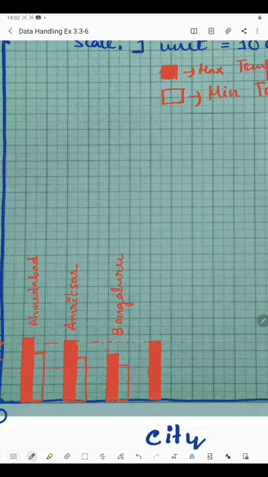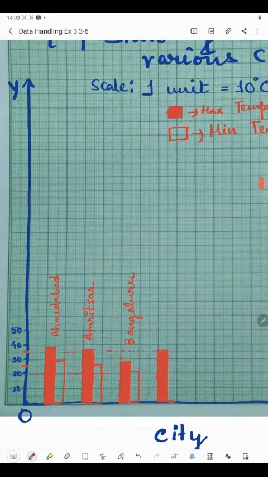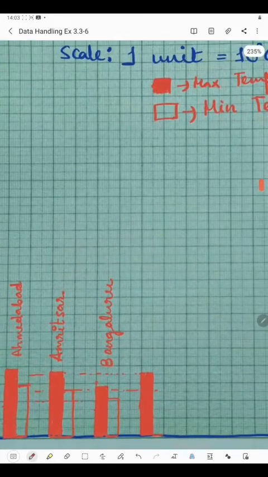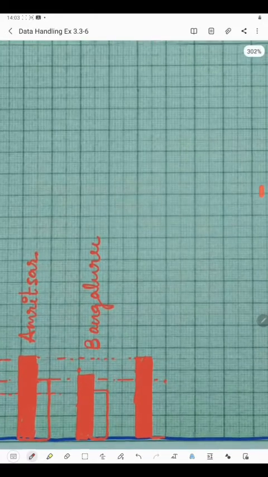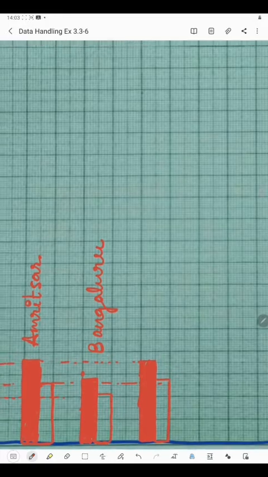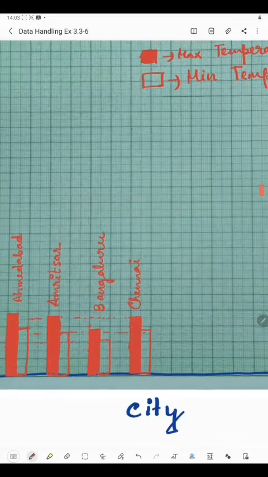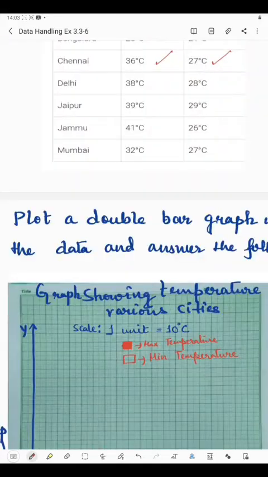So these 5 boxes are showing maximum temperature and another 5 boxes will be showing minimum temperature of the city. Okay, so minimum temperature of Chennai is 27 degrees Celsius. Now 27 is in between 20 and 30. Here is 25. Okay, now 2 boxes, here is 25, right? Now 2 boxes more than this means here. This is showing minimum temperature in Chennai. Now we will mention the city here. It's Chennai.